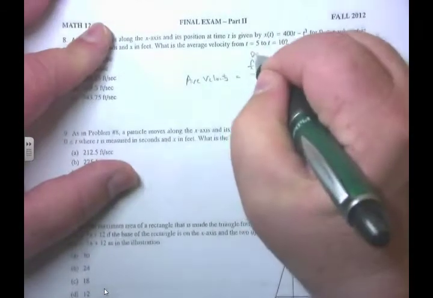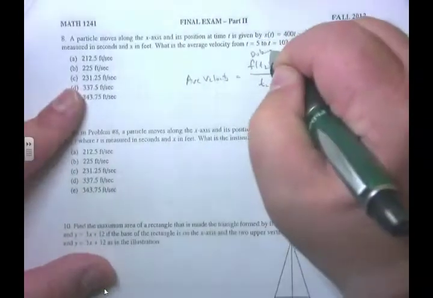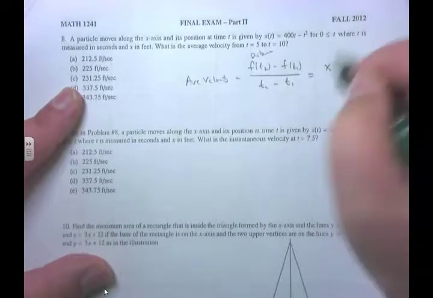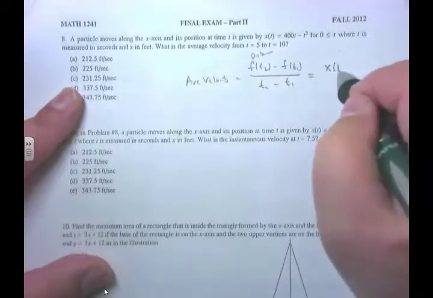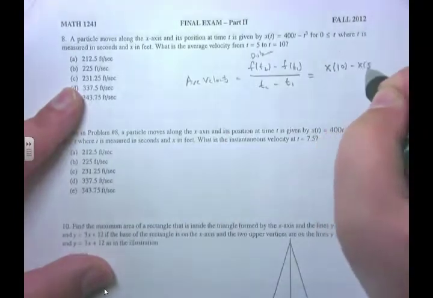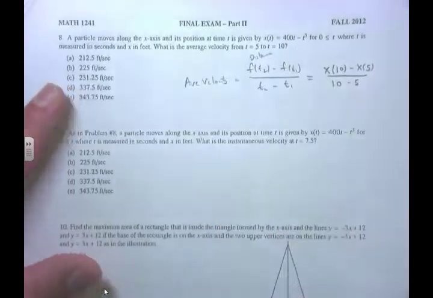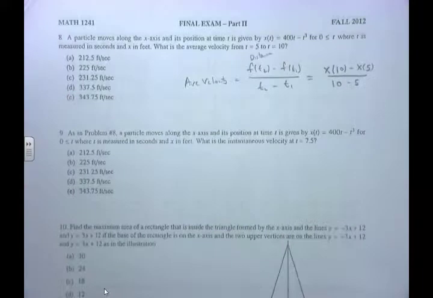And this function is your distance function. Okay? So this is your distance. I'm just writing down the formula for you guys. This is your distance function. So in my case, we're going from 5 to 10, so it would be x at 10 minus x at 5 over 10 minus 5, because they gave me the position. Average velocity doesn't use derivatives. Instantaneous velocity, that's when you use the derivatives. Know your terminology.